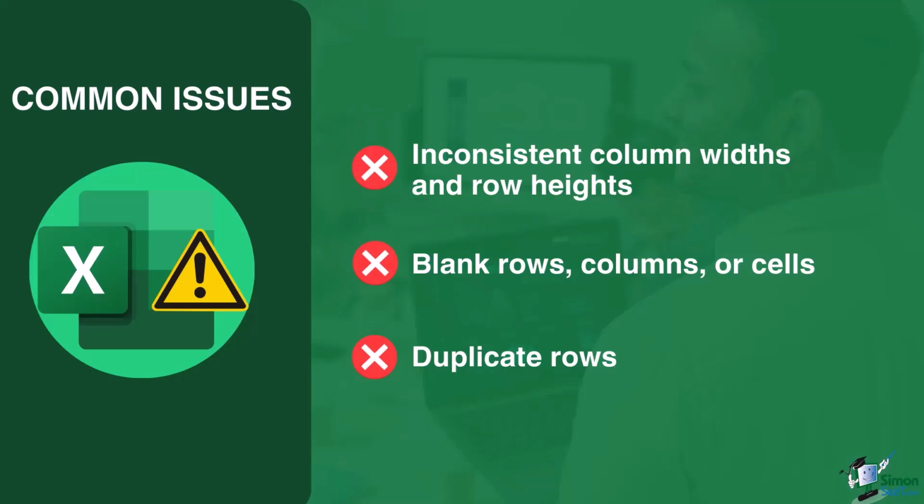You might come across things like inconsistent column widths and row heights. You might find that your data set has blank rows, columns, or cells. And things like blank rows really do cause us problems when we're doing things like pivot tables. We might have duplicate data, so duplicate rows in there. Again, that is going to throw off our analysis.